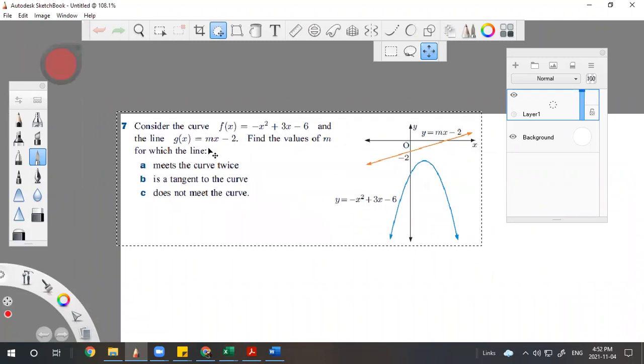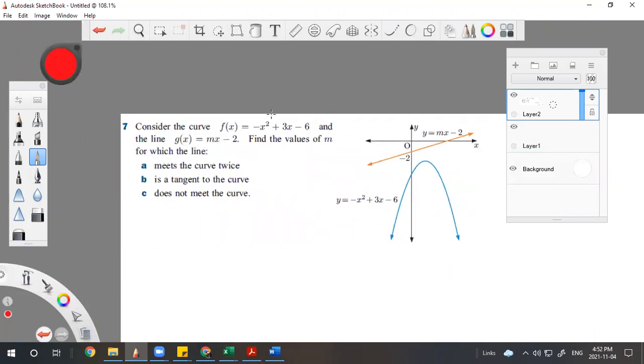So when one meets another, it has to be equal. f(x) equals g(x), right? It can be here, it can be here, it can be here, right? It can be outside. It has three possibilities. So rewrite first: f(x) equals g(x).